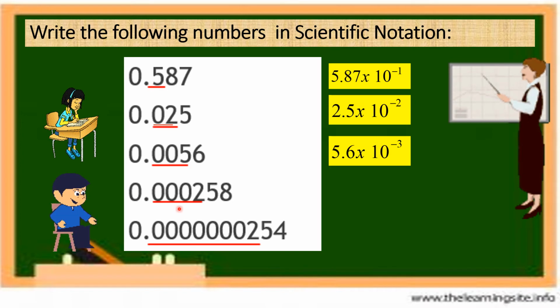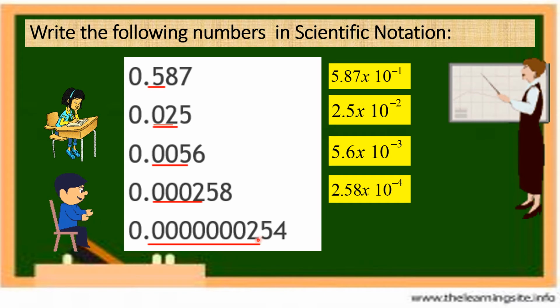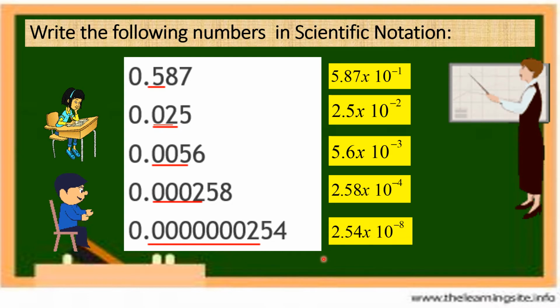Then we are in the next number, 258 millions, and the given number where the first non-zero digit is 2. Then count the number of digits to the left. 1, 2, 3, 4. That is 2.58 times 10 raised to negative 4. And in the last number, we have this one. The first non-zero digit is 2. So we have 2.54. Then count the number of digits to the left. 1, 2, 3, 4, 5, 6, 7, 8. So we have 2.54 times 10 raised to negative 8.